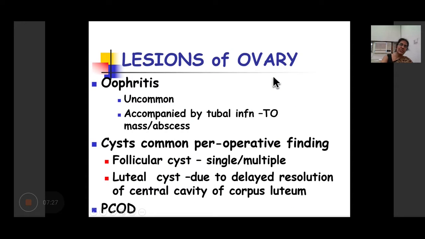So coming on to the lesions of the ovaries, here you can see that the lesions of the ovaries can be the cystic lesions of the ovaries, or there can be inflammation of the ovaries. The inflammation of the ovary is called oophoritis, and generally it occurs in combination with inflammation of the fallopian tube, which is called salpingo-oophoritis.